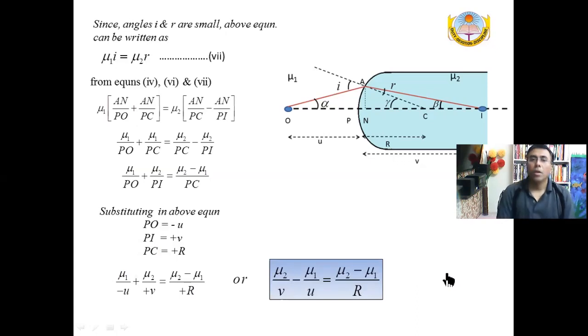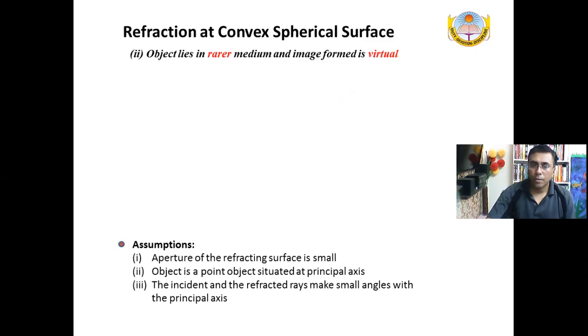Now, in the next one, the second case, we will again do the refraction at a convex spherical surface. Over here, the object lies in a rarer medium, but the image which will be formed now will be a virtual image. In the previous one, the object was lying in the rarer medium and the image which was formed was real. Now the image which will be formed will be virtual.